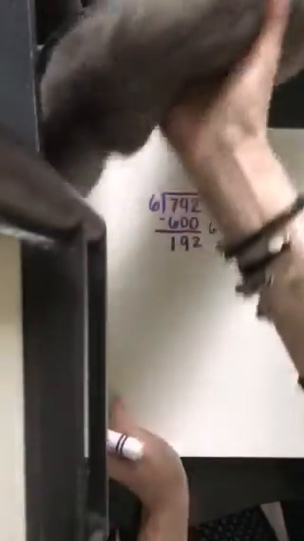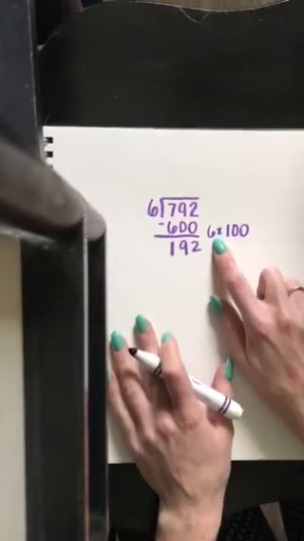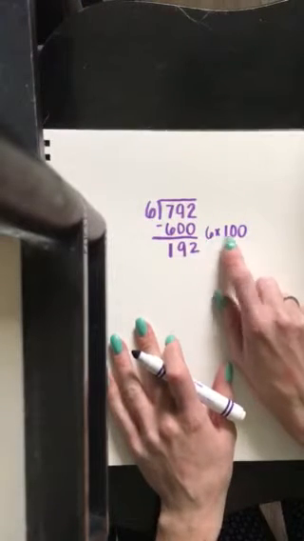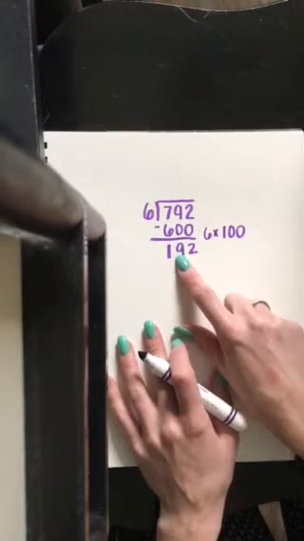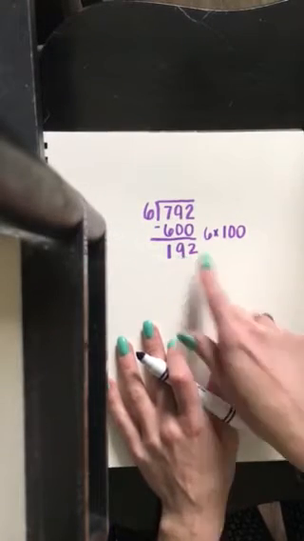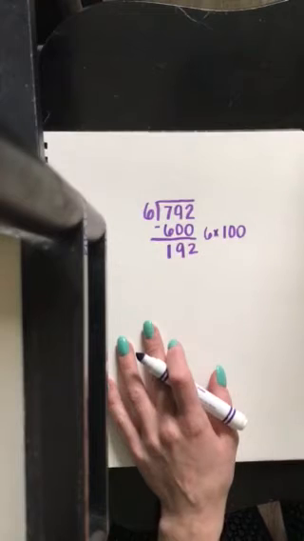So now I always tell them to think, if I did this fact again, if I took 6 out 100 times, could I do it? Well, no, I couldn't, because that's 600 and all I have left is 192. So try to think of another fact that's easy to take out.